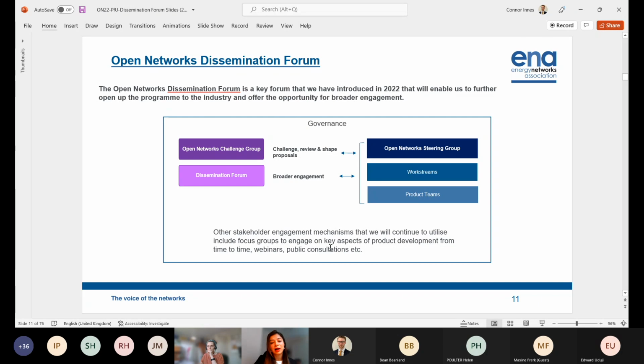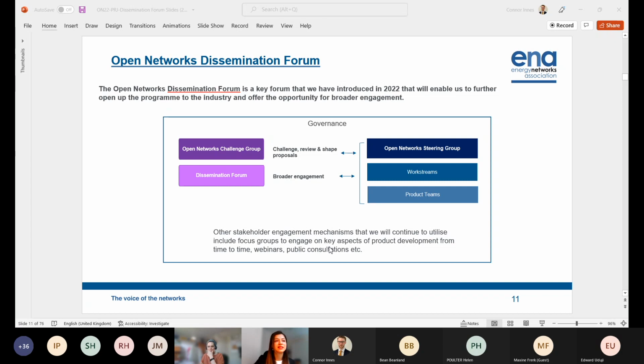So outside of these 2 forums, we've got a number of other stakeholder engagement mechanisms that we are continuing to utilize this year. Across some of our core products, we've got a number of focus groups where we are bringing stakeholders in to help us shape the detailed development of those areas. And from time to time, we've also got public consultations, webinars, and workshops with stakeholders. That helps inform some of the detail across the program and shape developments.